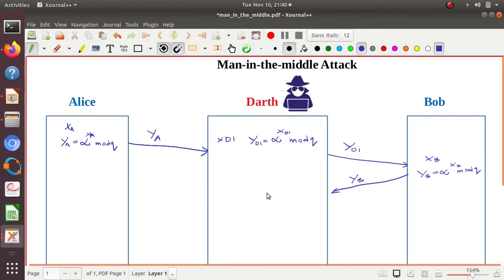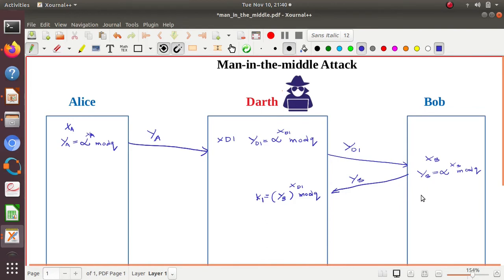Then Bob transmits that value YB toward Alice, but in between Darth will intercept that. Darth will create a shared key like this: YB to the power XD1 mod Q. Assume that this is K1.